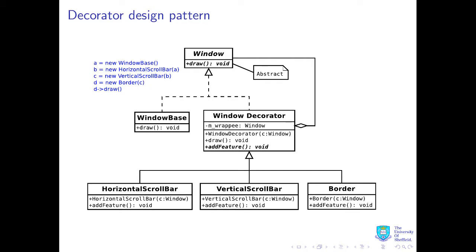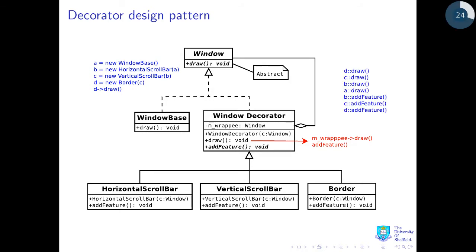And in the end, when we hit draw, what happens is, inside the draw method there is a recursion by using our RAPI, and then it calls the add feature method. So effectively, this is just showing what happens when we hit draw. First the draw method is called for D, and then for C, and then for B, and then for A.